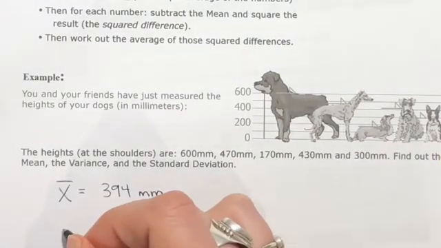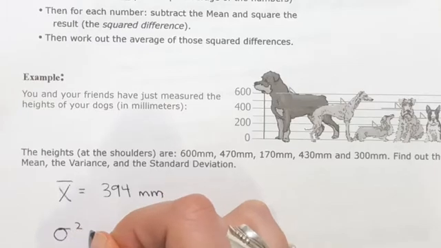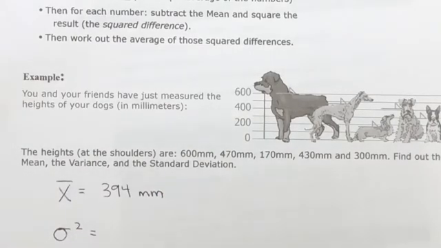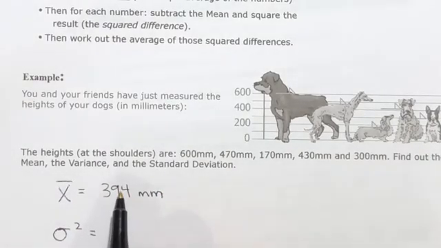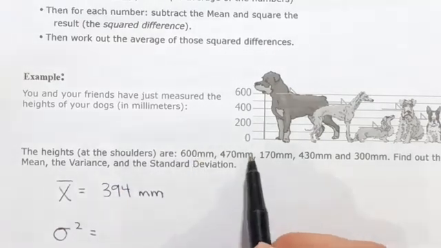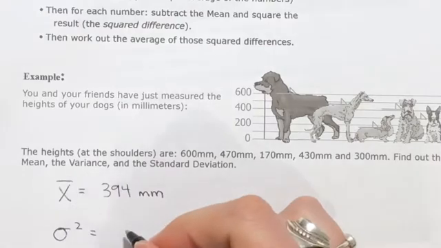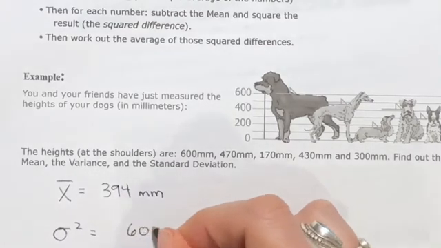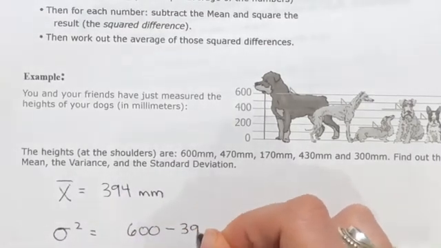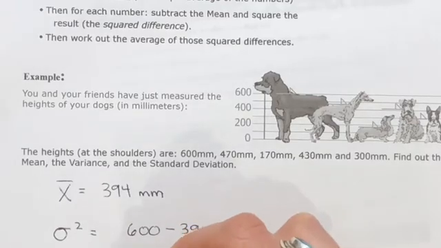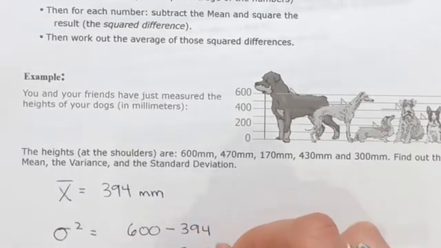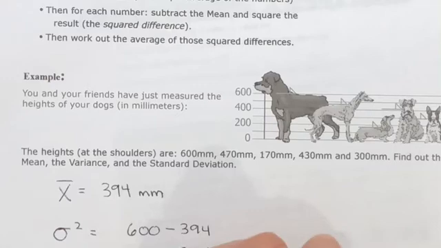So now we're going to find the variance. So variance, again, is your little sigma squared. So to do that, first we had to find the mean, and now what we're doing is we're taking each data point, which are all of our heights, and we're going to subtract the mean from each of those. So I'm going to do 600 subtract 394. I'm going to do 470 minus 394. So this is where, again, it gets tedious. 430 and 300.